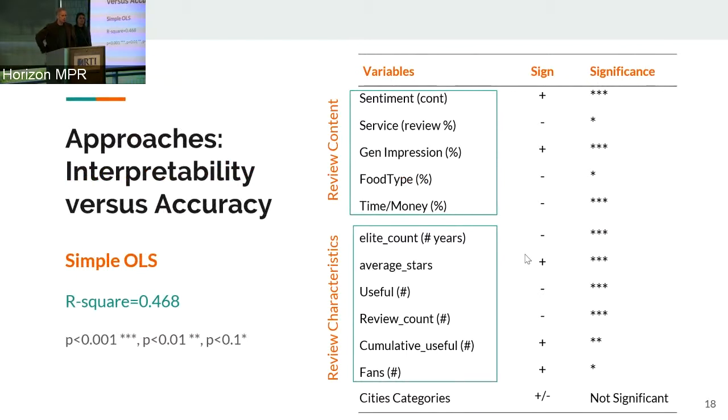We were hoping to put together supervised machine learning techniques. We started out with a simple OLS regression, looking at what these variables provided in terms of prediction of scores. We had an R squared of 0.468, and we also saw that several of these variables were highly significant predictors of what the Yelp stars were.